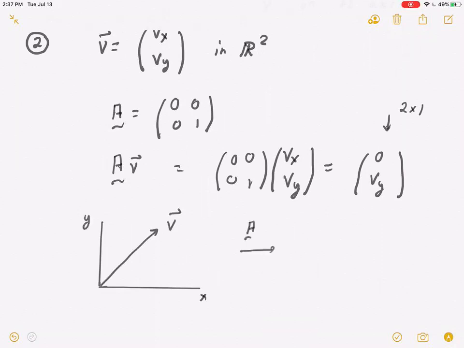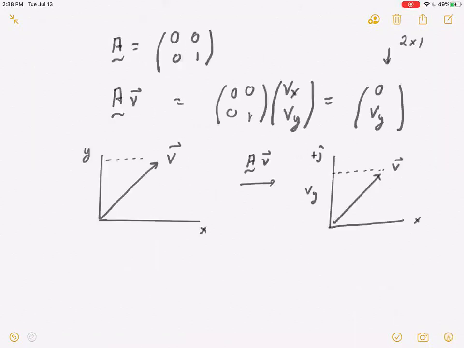In this example, example 2, when A acts on V, what it does is it projects V onto the positive y-axis, or positive j hat axis. So in this case, example 2, my matrix A projects V on the positive j axis.